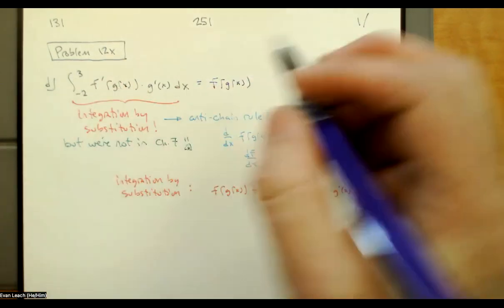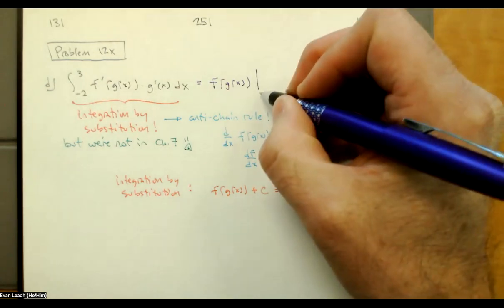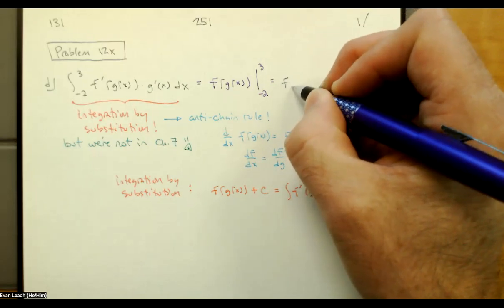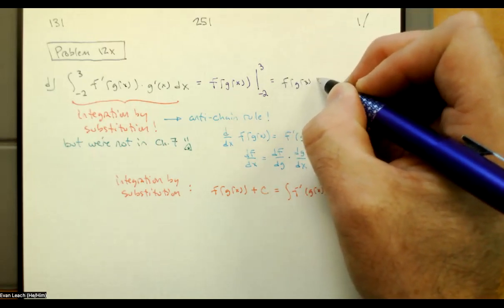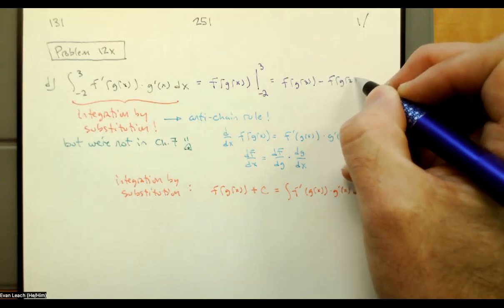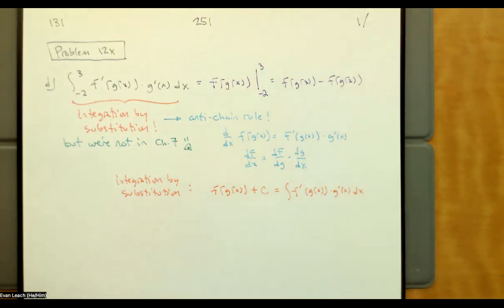And it's a definite integral, so we'll evaluate from -2 to 3. So this will be f of g of 3 minus f of g of 2. And in the problem, we had g of 3 and g of 2. And so, therefore, we had f of whatever g of 3 was, and f of whatever g of 2 was. So that was your strategy for this particular problem.